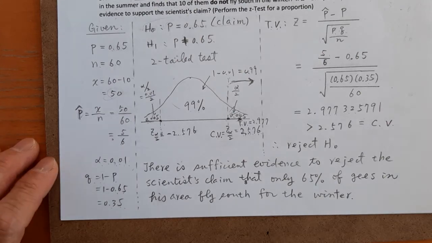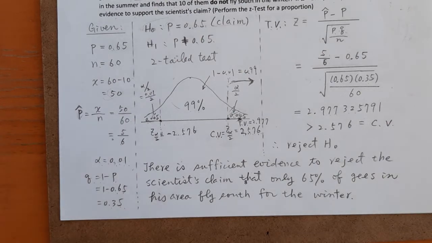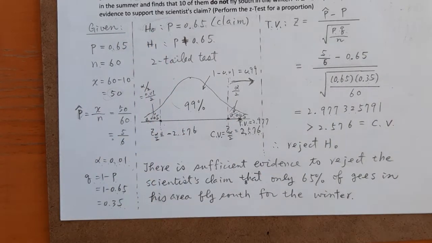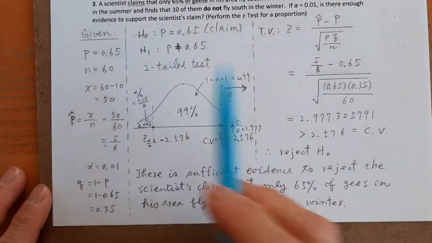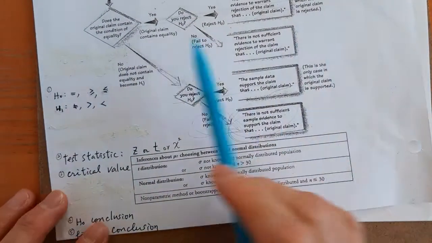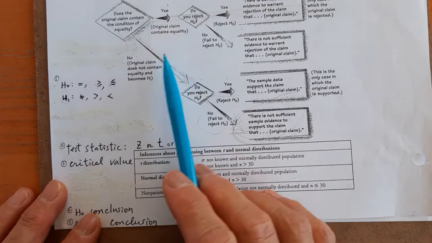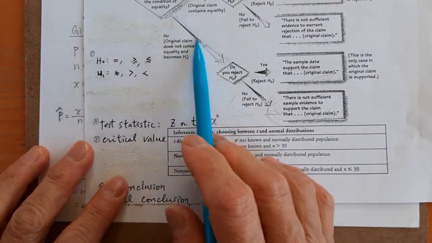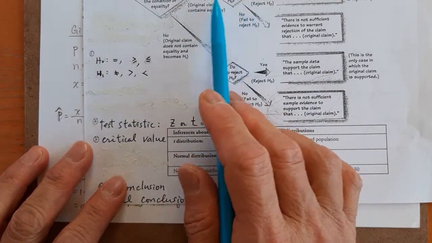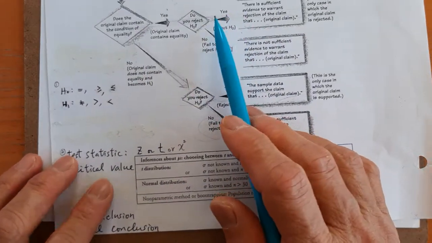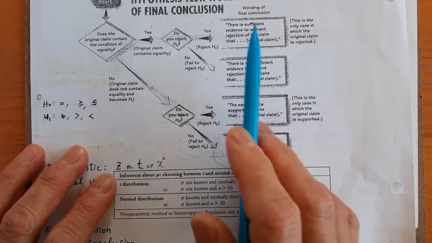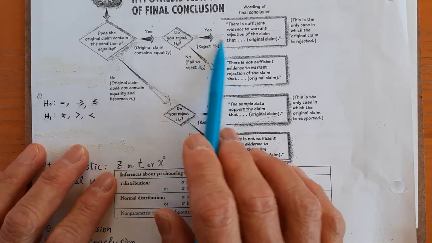Then the fifth step, find the final conclusions. For the final conclusion, we look at whether the original claim is H0. For the wording, you go this way. If the original claim is H1, you go this way. Also, separate reject H0 or fail to reject H0. So this is reject H0.